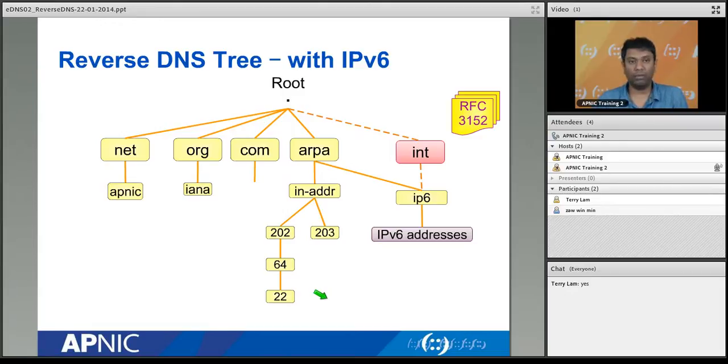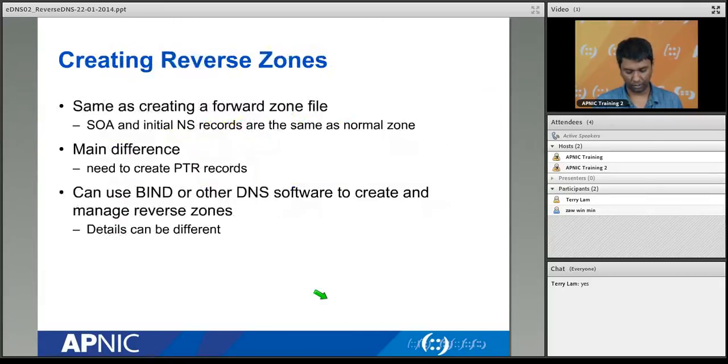So one thing to remember: for IPv4, the reverse DNS delegation boundary will be on each octet, like /8, /16 or /24. But for IPv6, this is on every hex digit. That's what we call a nibble digit. On every hex digit, there will be a possibility of making delegation. Okay.